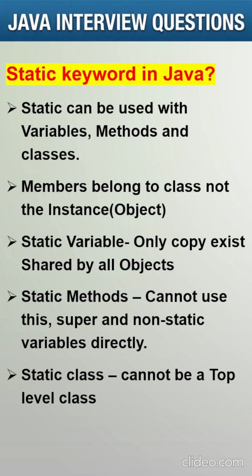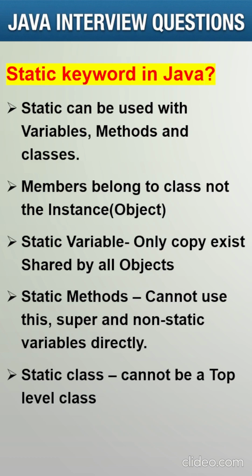And static methods are non-polymorphic, so the static method call is already decided at compile time, not at runtime. Now, for static classes, we cannot use it with top level classes or outer classes. We can only use it with nested classes or inner classes.